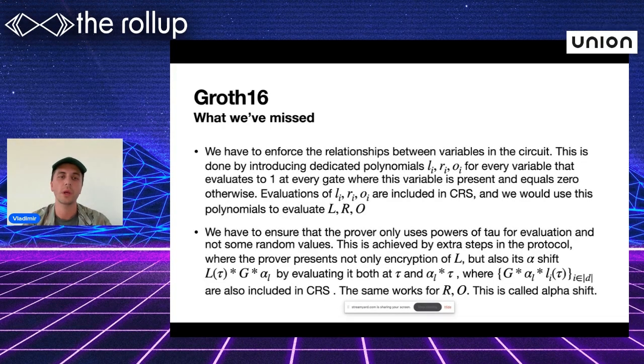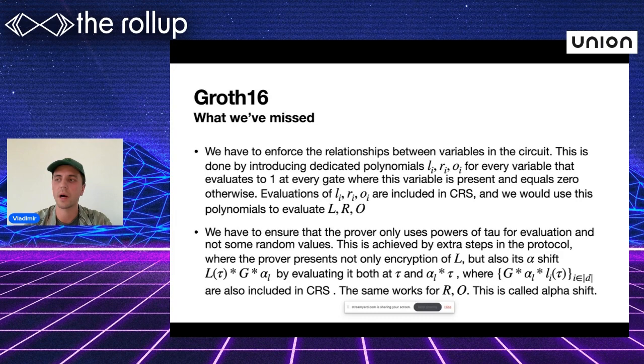So apart from the calculation being correct at every gate, we also need to enforce that every single variable that is used inside the circuit was indeed the same. So we just didn't, for example, replace 25 with some random values.